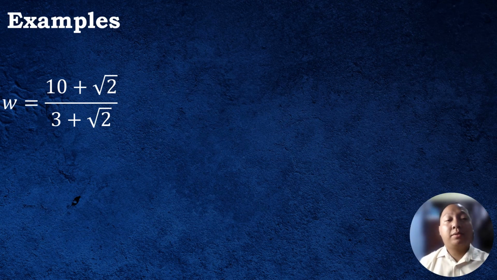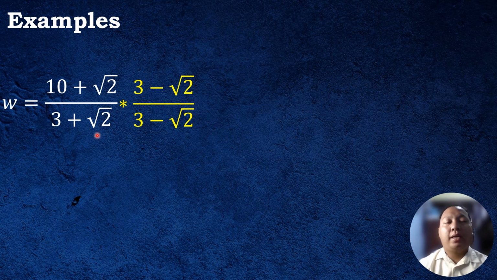Now, let's try to solve the width. Okay, 10 plus square root of 2 all over 3 plus square root of 2. Kung napapansin nyo, ito rin yung example ko dun sa rationalizing the denominator, pero i-explain ko siya ulit. Now, since ang denominator natin ay 3 plus square root of 2, we need to multiply it by its conjugate, 3 minus square root of 2, all over 3 minus square root of 2.